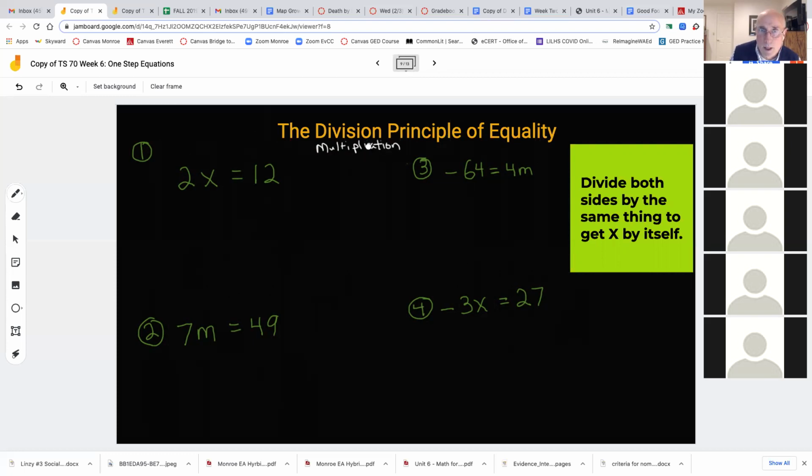Multiplication principle of equality. But I changed it in preparation for tonight because I didn't want you to get lost with the wording, but once you understood the principle, then it becomes kind of easier. But I wanted to make sure you had this. So this is called the multiplication, or in this case, we're going to think about it as the division principle of equality. Okay.